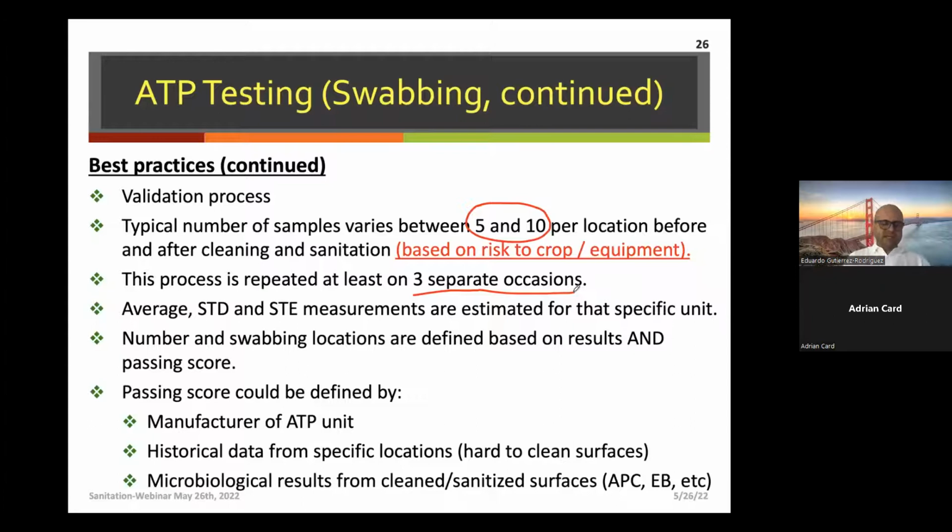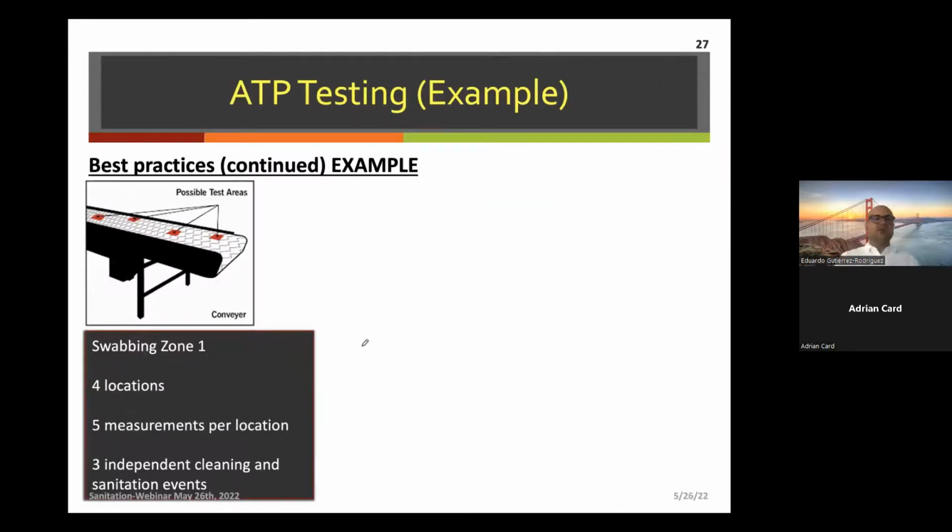I have a little bit of an example here in the next slide, because then we need to define the average, the standard deviation, and the standard error for each specific area that you're swabbing. The pass and fail values are going to be based on each of those units. So here's an example for this swabbing area. We have 4 locations. We're going to do 5 measurements per location, and we're going to have 3 independent washing events.